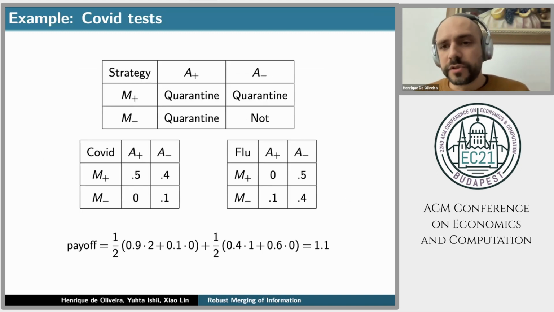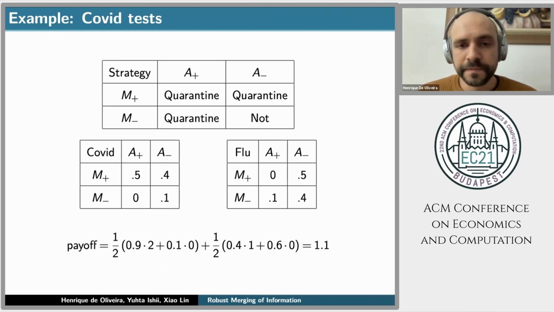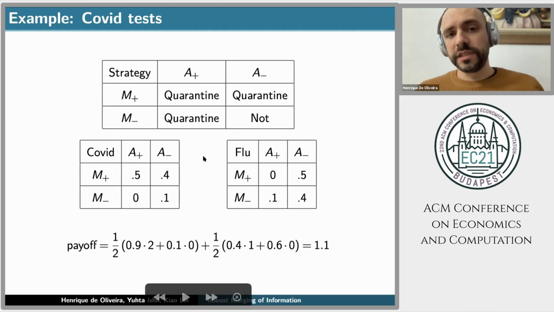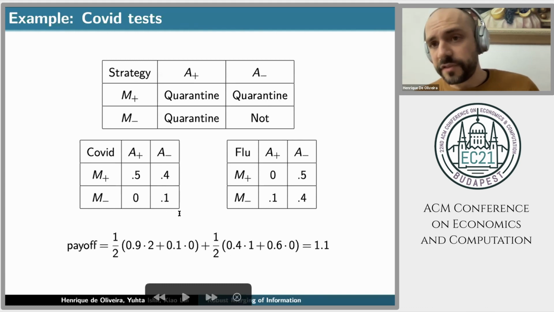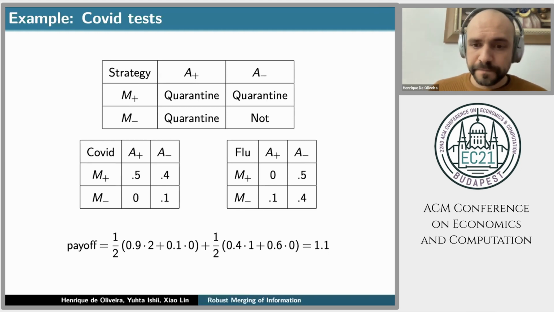Here's one possible strategy we could follow, which says, let's recommend the patient to go into quarantine if either test turns out positive, okay? And indeed, this is the optimal strategy if we assume that the two tests are conditionally independent. But here I just wrote one specific correlation structure that we could have and calculated the payoff of that strategy under this specific correlation structure, and we get a payoff of 1.1. Okay, so this is not bad.